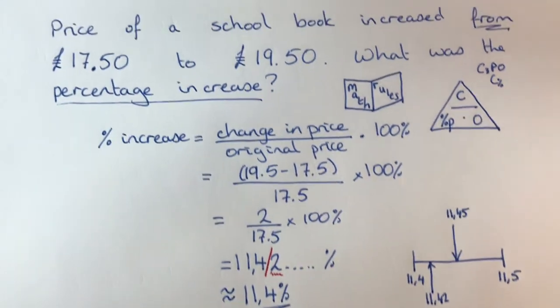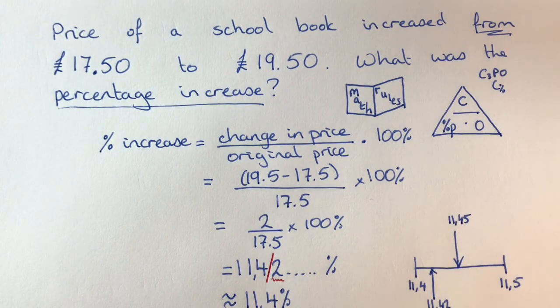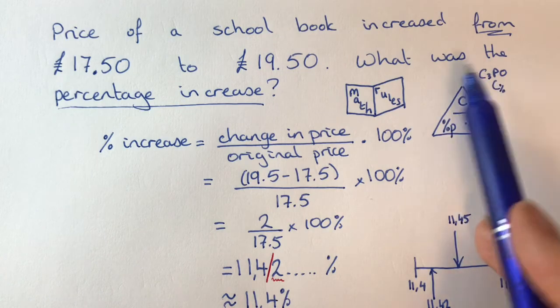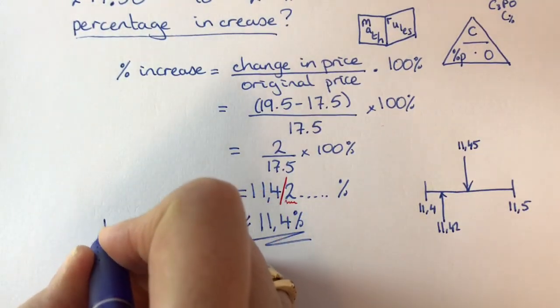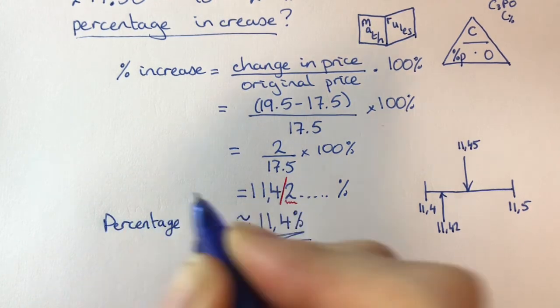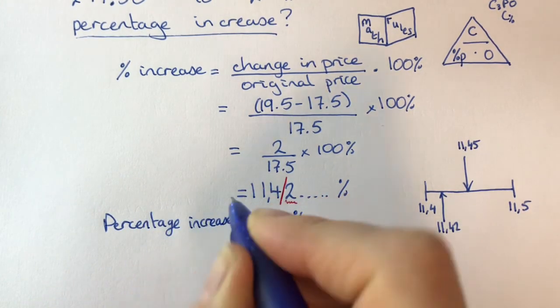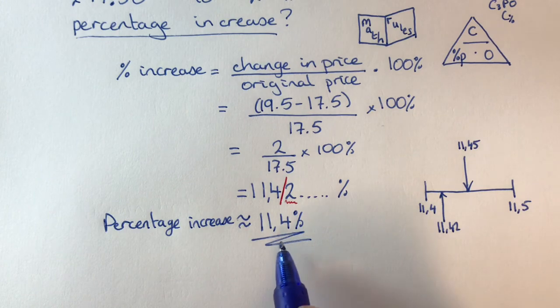And finish off our question. Just double check that we've answered it correctly. What was the percentage increase? And therefore we should write here, percentage increase was approximately 11.4%. And then we're ready. Good luck with those type of questions.